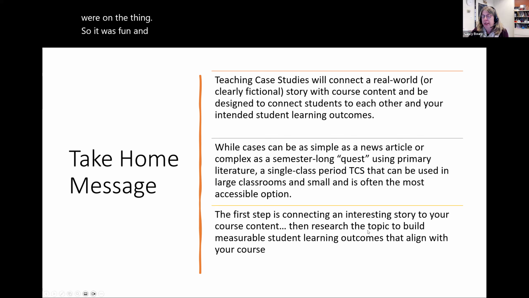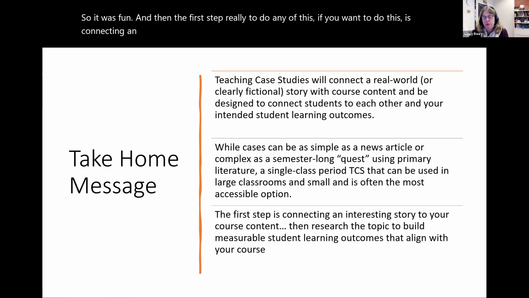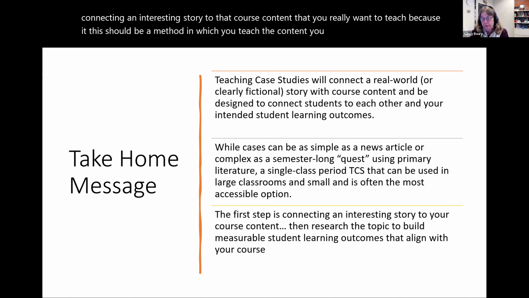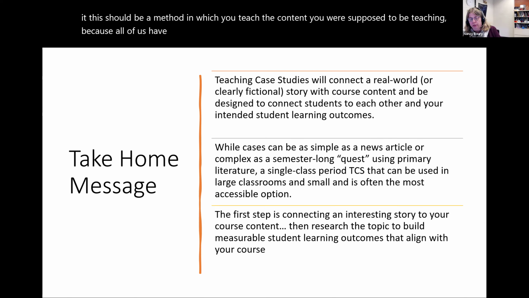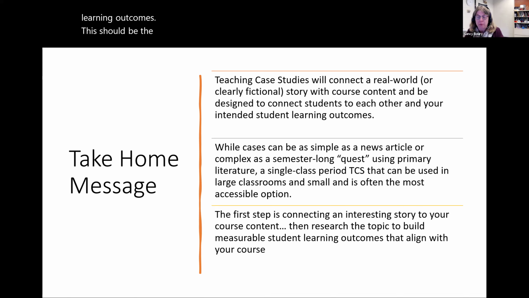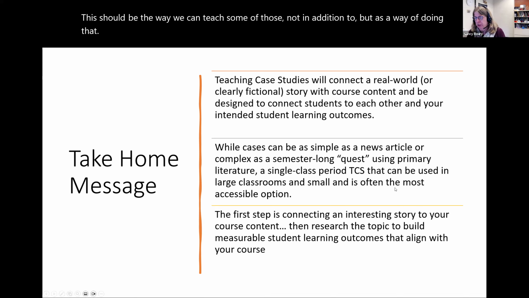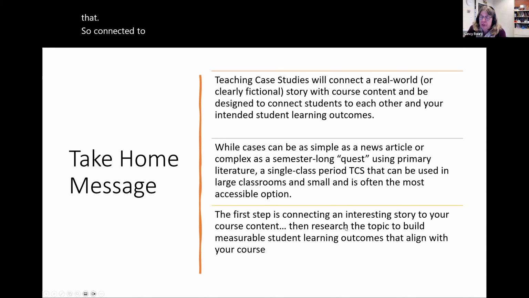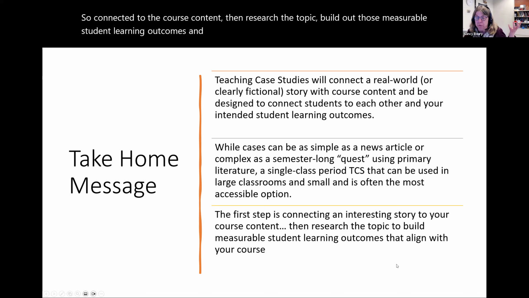And then the first step really to do any of this is connecting an interesting story to that course content that you really want to teach, because this should be a method in which you teach the content you were supposed to be teaching. All of us have courses with learning goals and intended student learning outcomes. This should be the way we can teach some of those, not in addition to, but as a way of doing that. So connect it to the course content, then research the topic, build out those measurable student learning outcomes, and then build it out.